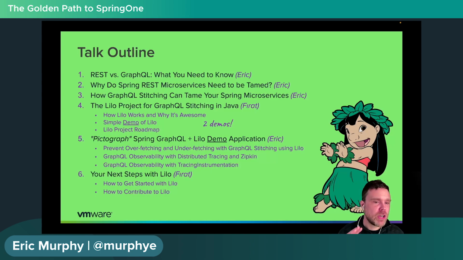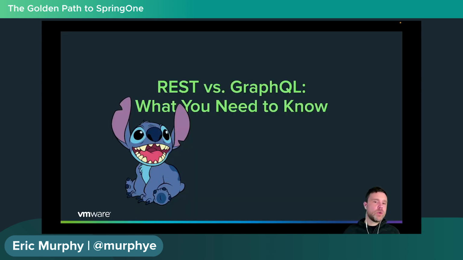After that, Vlad's going to talk about his Lilo project, how it works, why it's awesome, and give a demo. Next, we're going to have another demo that's a little bit more advanced with an application that I built called Pictograph. I'm going to show you a specific use case for using GraphQL with Lilo, and also showcase some observability features of using GraphQL. And then Vlad's going to talk about how to get started with Lilo and how you can get involved. Okay, REST versus GraphQL, what you need to know.